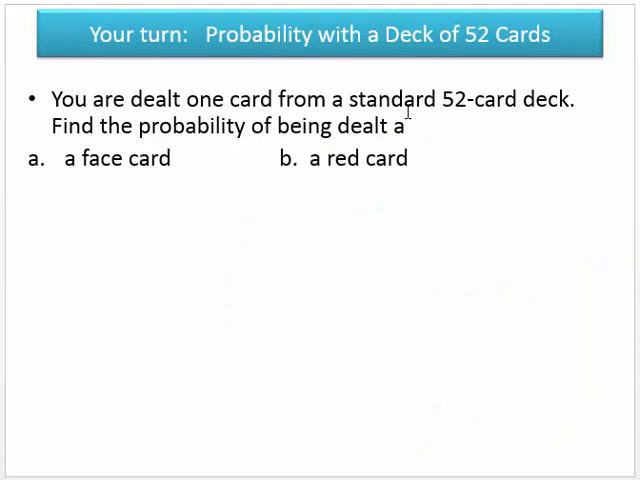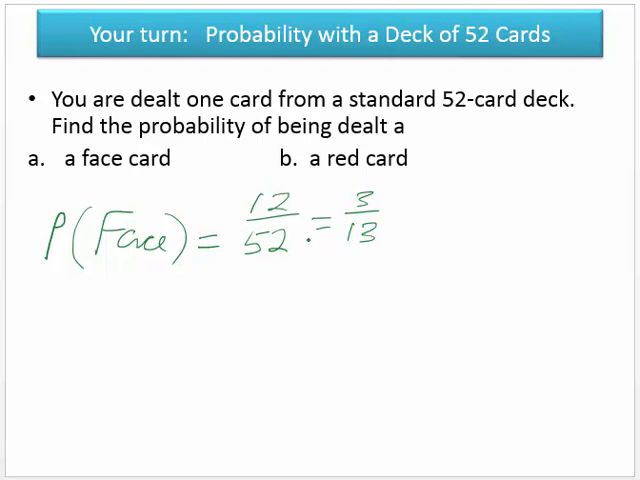You're dealt one card from a standard 52 card deck. Find the probability of being dealt a face card. If you forgot, there's a jack, queen, and king of hearts, diamonds, spades, and clubs. There are 12 face cards, so the desired outcomes is 12. The total outcomes is 52. So the probability of being dealt a face card is 12 out of 52. That reduces to 3 out of 13, if we divide both the numerator and the denominator by 4.